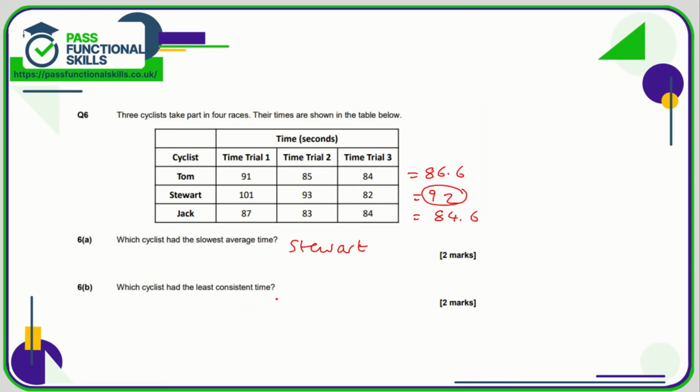And the least consistent time, again, what we're doing here is we're looking at the ranges. So for Tom, it's 91 to 84, that's a range of 7. For Stuart, it's 82 to 101, that is a difference of 19. And for Jack, 83 to 87, which is 4. So the least consistent is, again, Stuart.